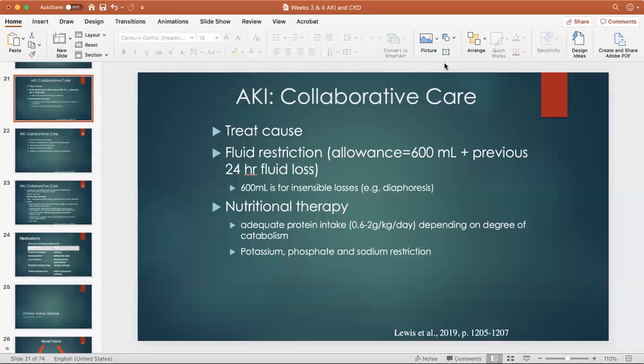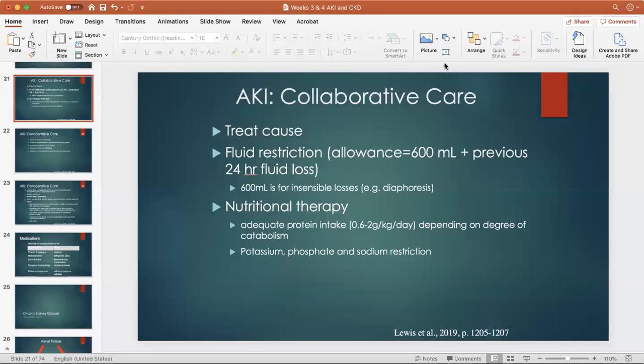Fluid restriction is a big thing in kidney disease. Think very, very similar to CHF. If the kidneys are not filtering fluid properly, if they're not concentrating urine, and it's not being excreted in the urine, where's that fluid going? Well, it's backing up into the body, into the interstitial spaces, and can cause all kinds of problems, including hypertension, edema, the things we talked about in the other videos.